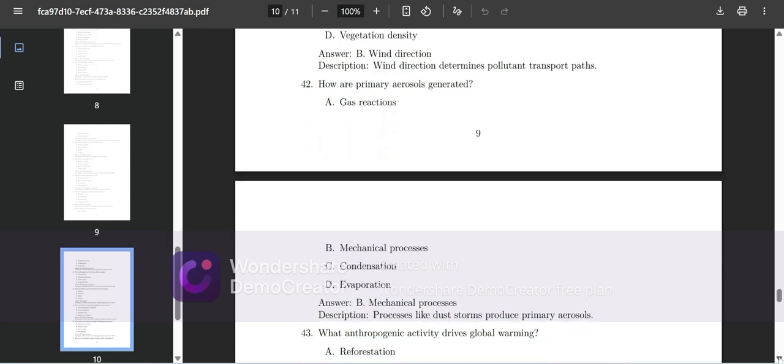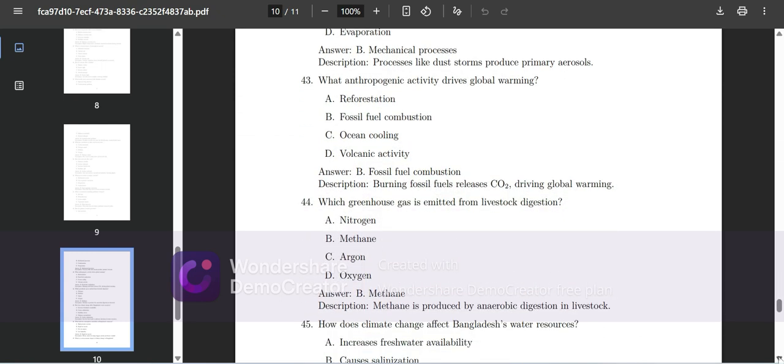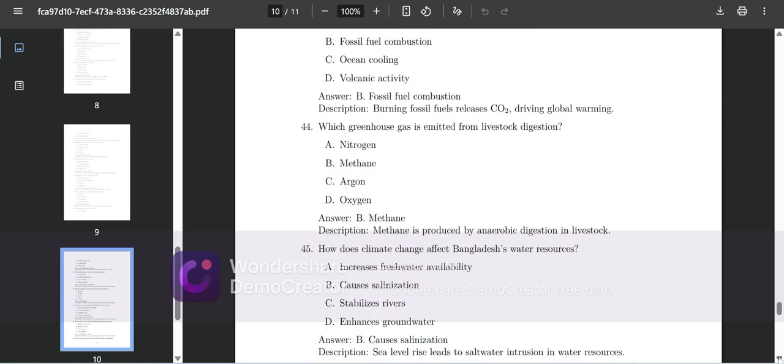How are primary aerosols generated? Mechanical processes. Processes like dust storms produce primary aerosols. What anthropogenic activity drives global warming? Fossil fuel combustion. Burning fossil fuels releases carbon dioxide, driving global warming.